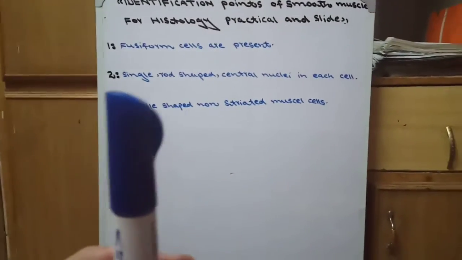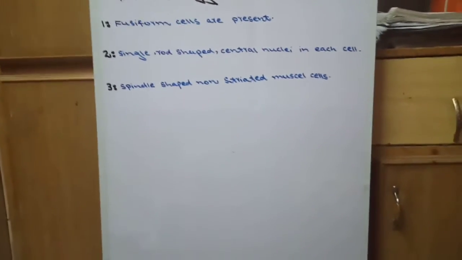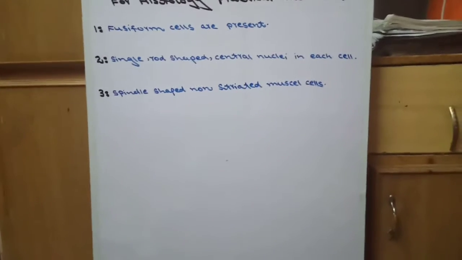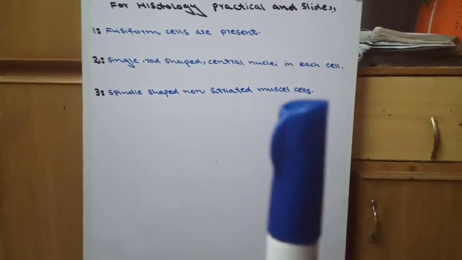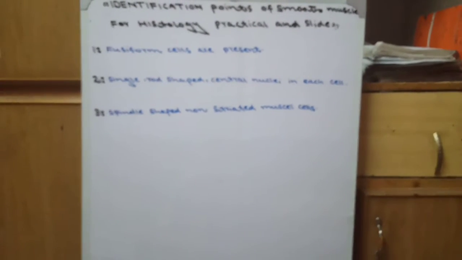Number two, single rod shaped central nuclei in each cell. In each cell there is a single nucleus, a rod shaped nucleus and a centrally placed nucleus. Third is spindle shaped non-striated muscle cells. The cells are non-striated muscle cells and the shape of the cell is spindle shape like a human eye. These are the three identification points of smooth muscle for histology practical and slide.